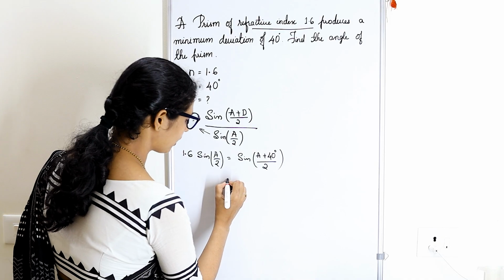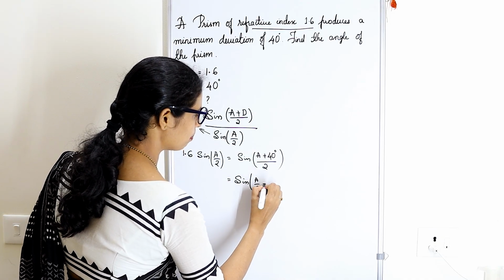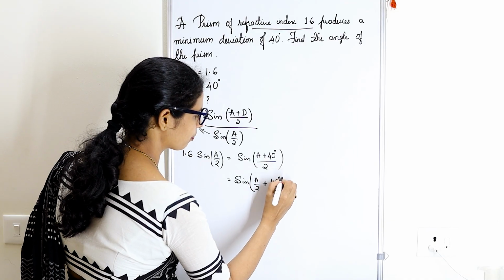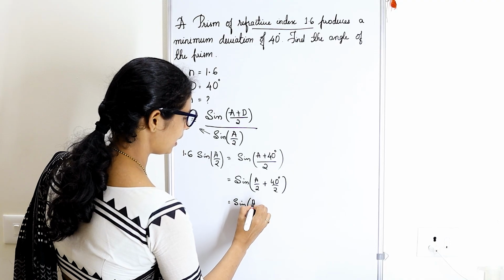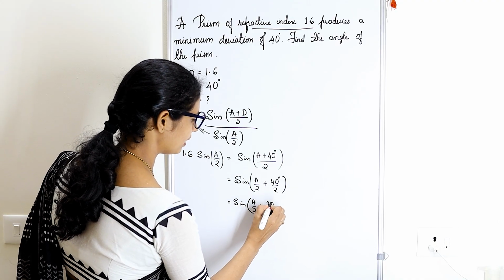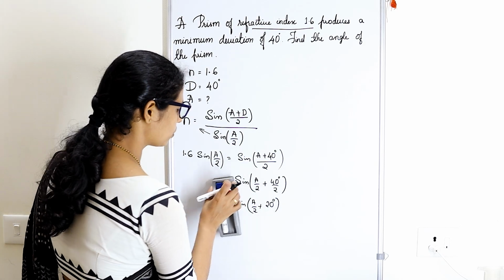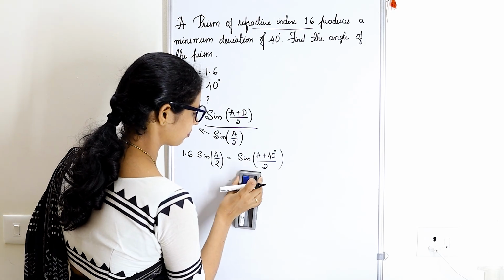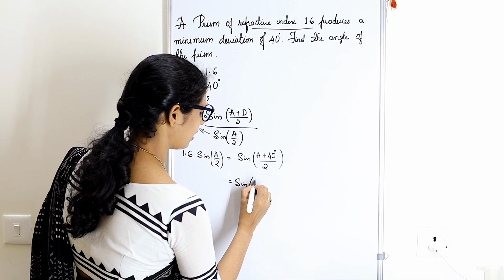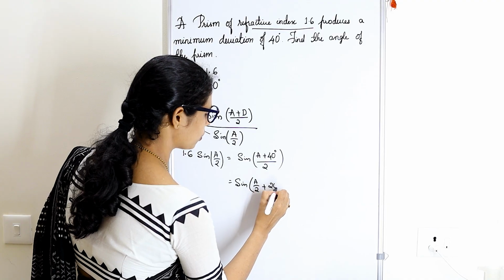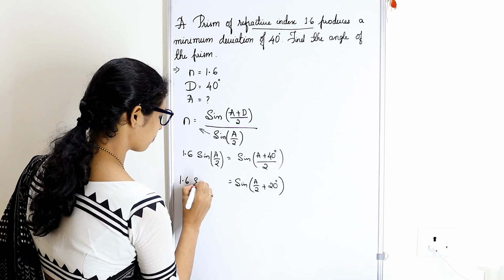Okay, so can we write this as sine of (A by 2 plus 40 degree by 2)? It becomes 20, right? Sine of (A by 2 plus 20 degree). Can we write it this way? Yes, we can write it this way. So I'll directly write it. So this becomes sine of (A by 2 plus 20 degree). We'll keep this one as it is.